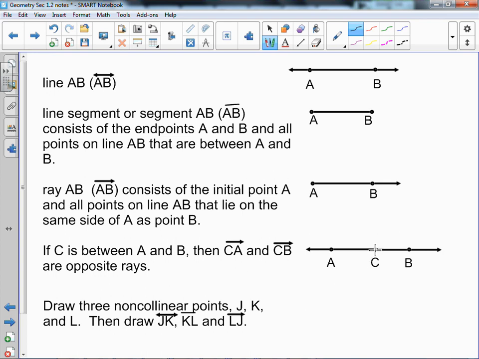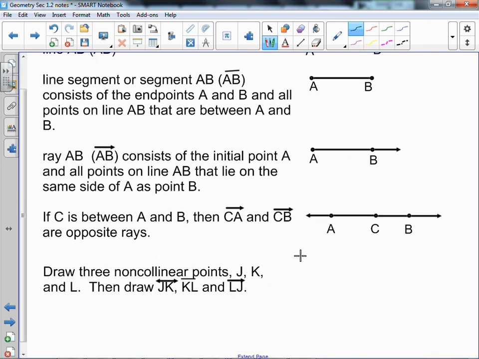So you got point C in between point A and B, and so that means that the ray that starts at C and goes towards A would be an opposite ray to the ray that starts at C and goes through B. Okay. And really anytime that we have a set of opposite rays, it's just a line, but we've got multiple points on that line, so we can create different rays in different directions, or opposite rays in different directions, I should say.